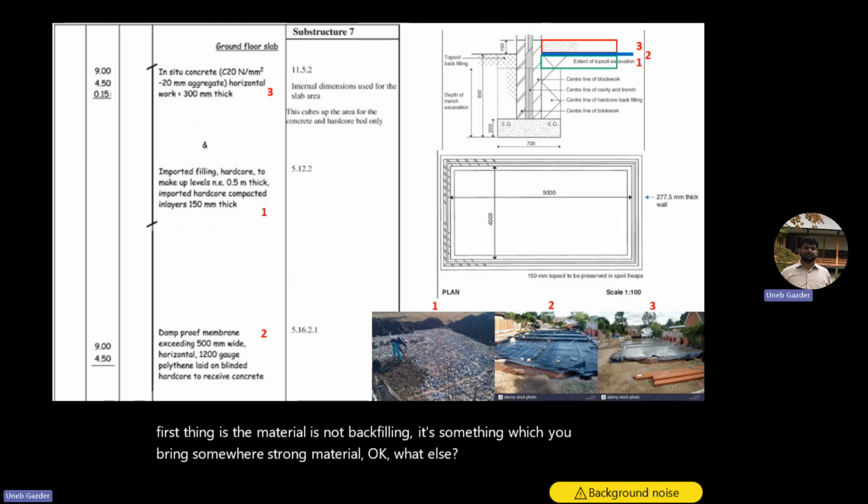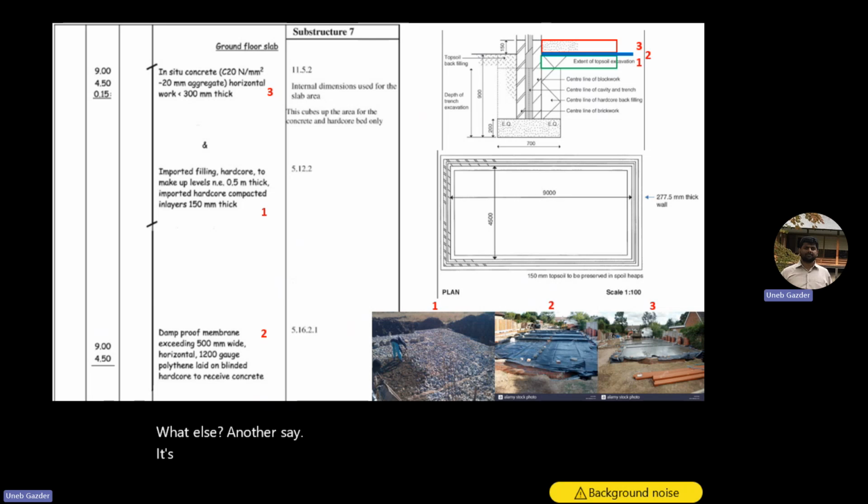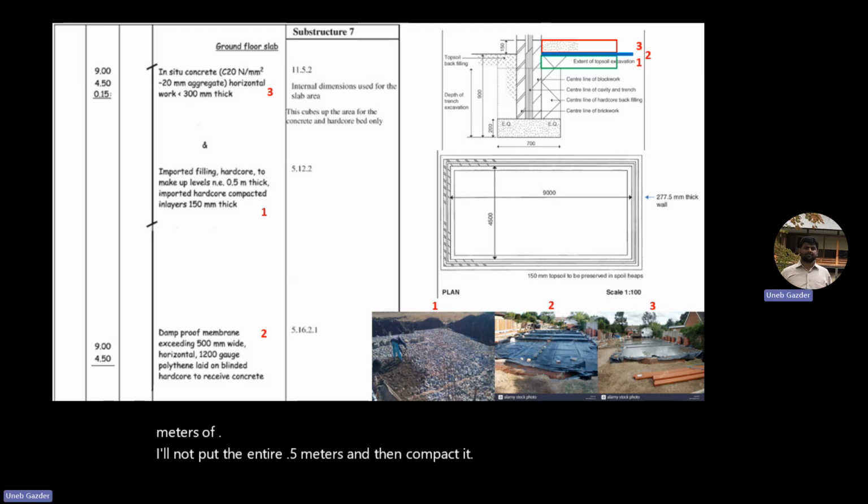What else does it say? It's hardcore, in layers. It should be compacted in layers. So for example, I have a total of 0.5 meters of hardcore. I'll not put the entire 0.5 meters and then compact it. The same thing applies for roads as well, or any type of filling.